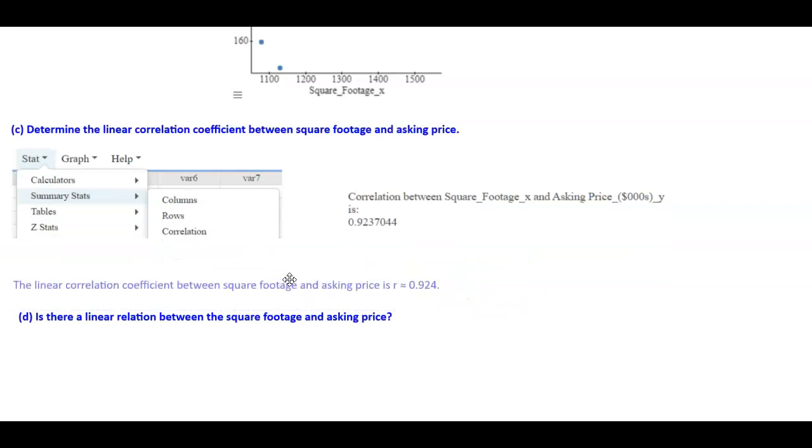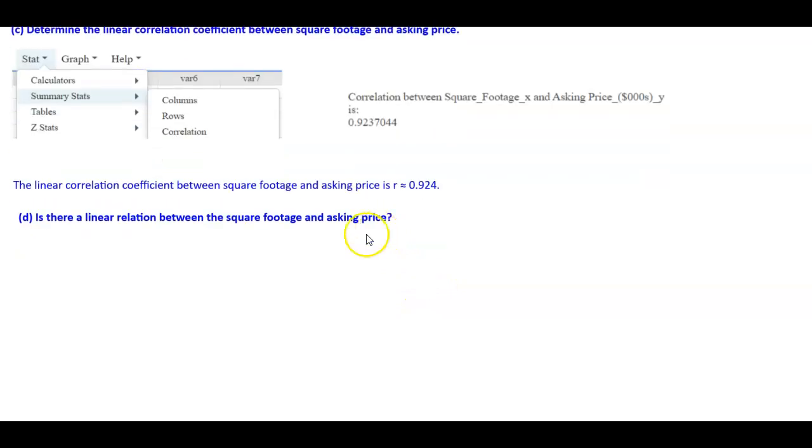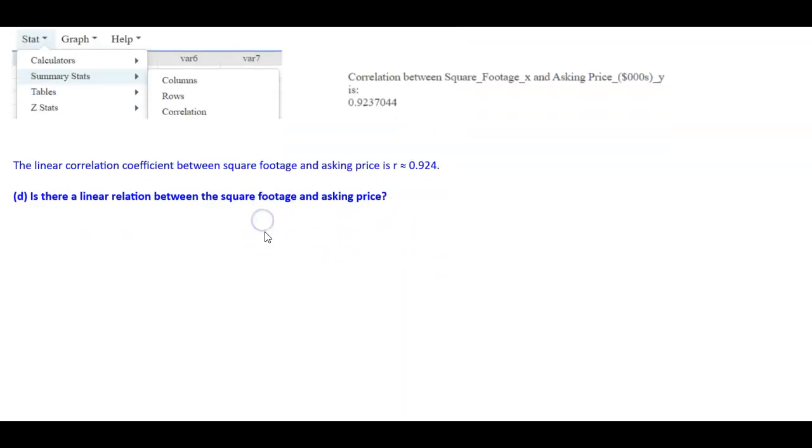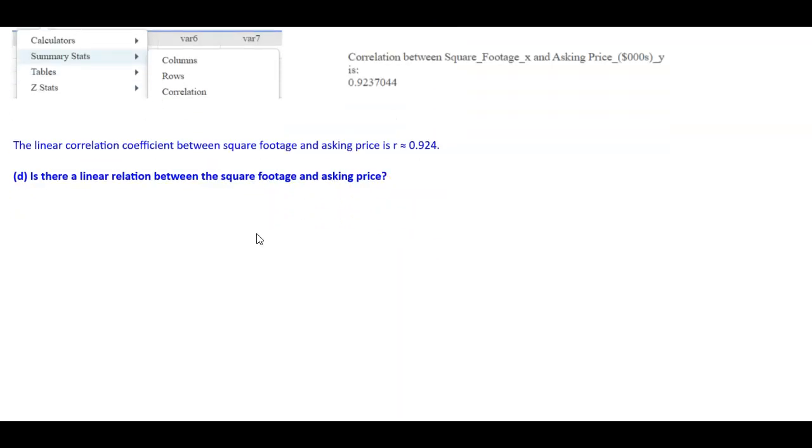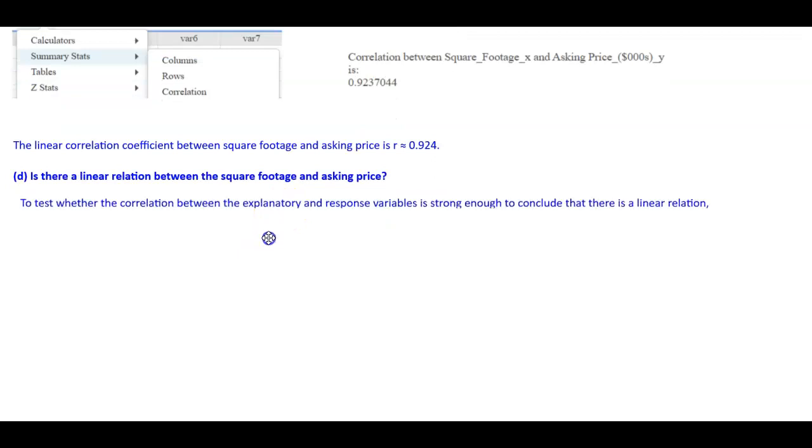And so we would say the following. The linear correlation coefficient between the square footage and asking price, rounded to 3 decimal places, is approximately 0.924. Now, is there a linear relation between the square footage and the asking price?